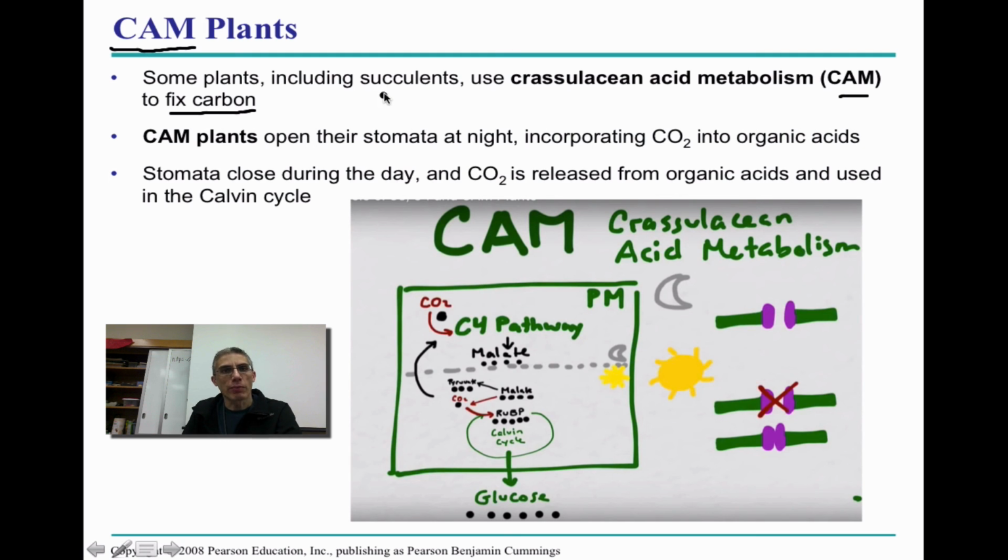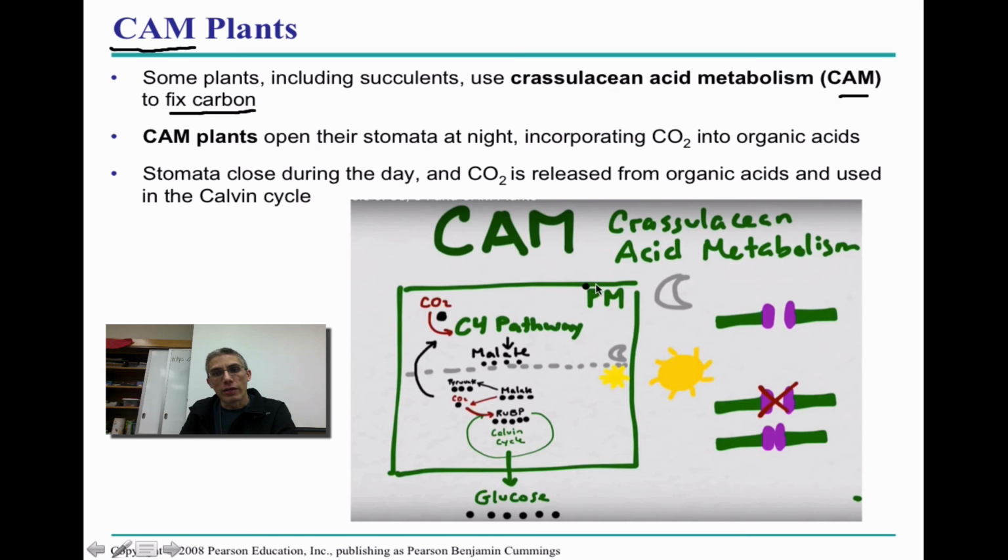And so these would be the type of plants that you would think about that are called succulents. A succulent would be something like a cactus or maybe a jade plant. And so what they're going to do is incorporate CO2 into organic acids. So the stomata are going to close during the day, the CO2 is going to be released from these organic acids, and it's going to be used in the Calvin cycle. So down here towards the bottom, this is just a really quick representation of a CAM plant and what it's doing chemically within the leaves of the plant.